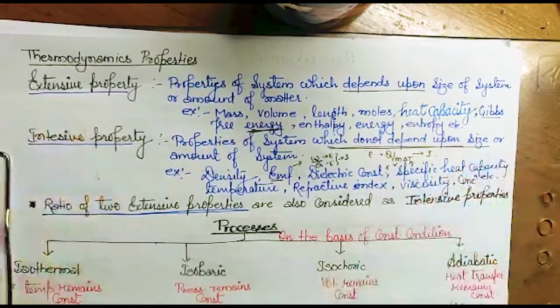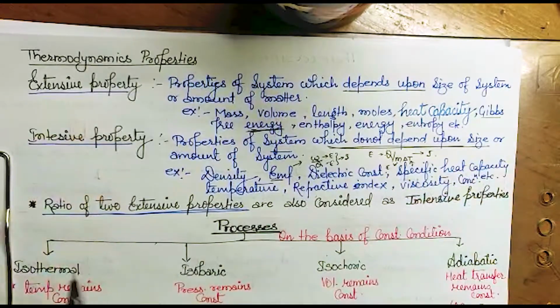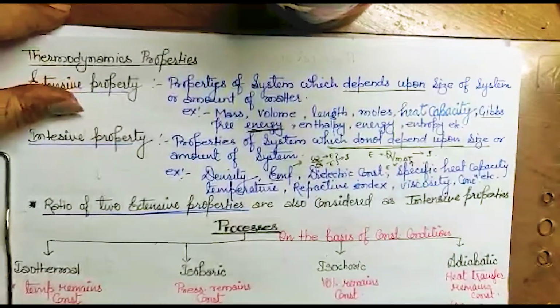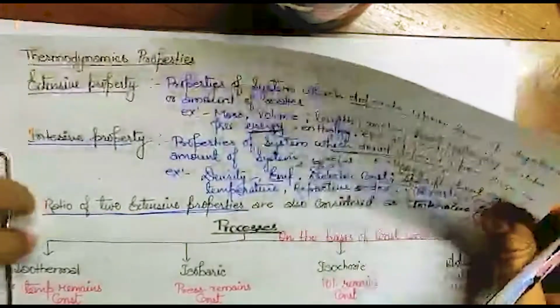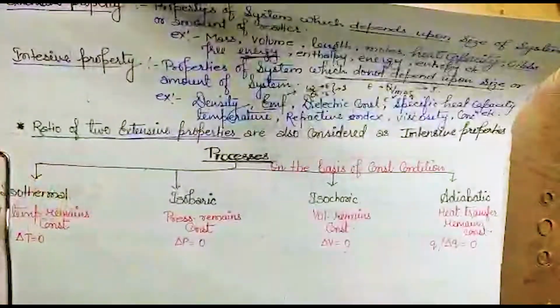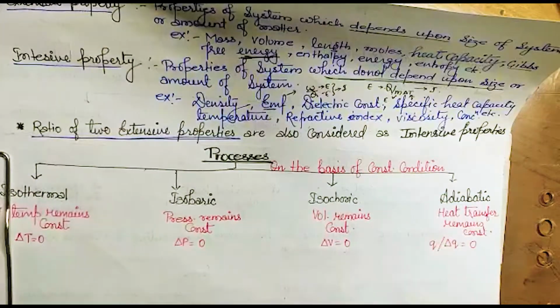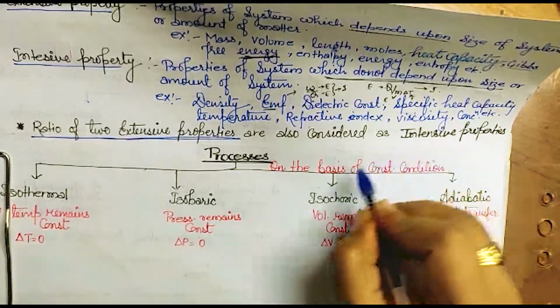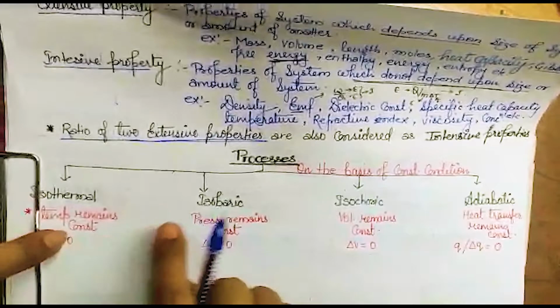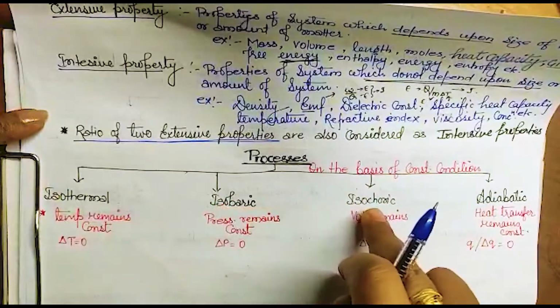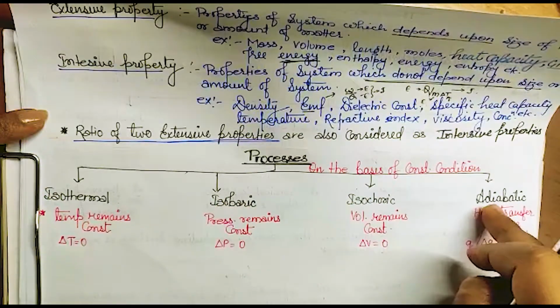So this is the thing now. This point you have to keep in your mind. Okay, now let's start with the processes. What are those processes? On the basis of constant condition, that means one thing or another we have to keep constant. So depending upon the constant condition, the processes are of 4 types. One is called isothermal, another is isobaric, third is isochoric, and fourth is adiabatic.